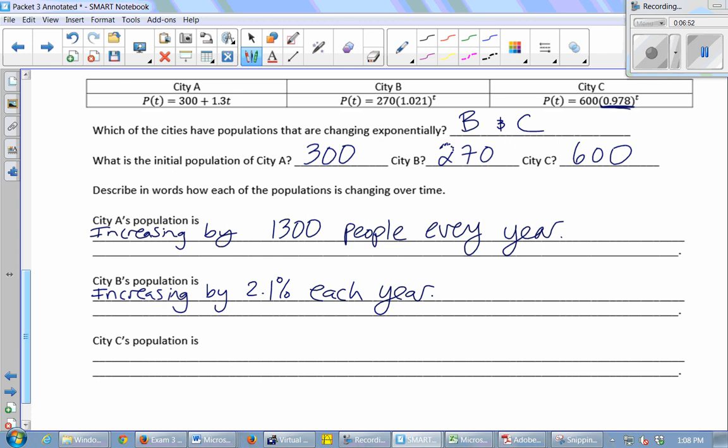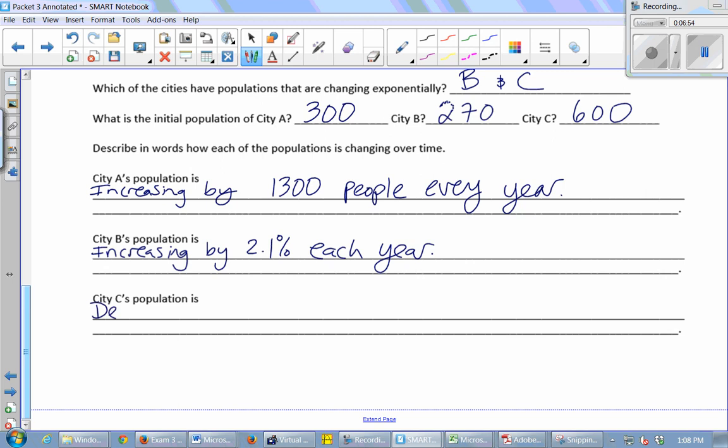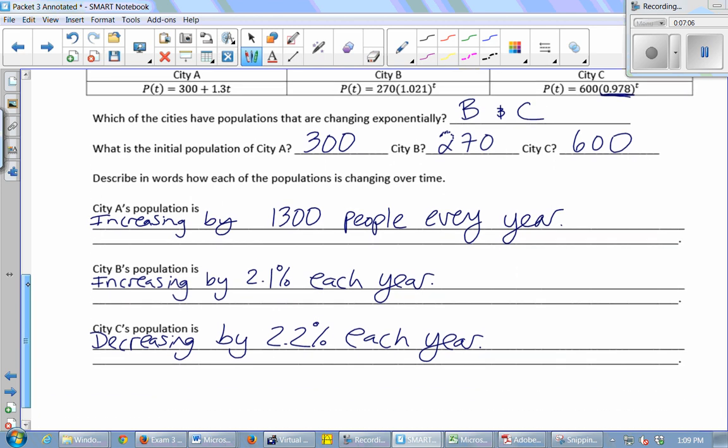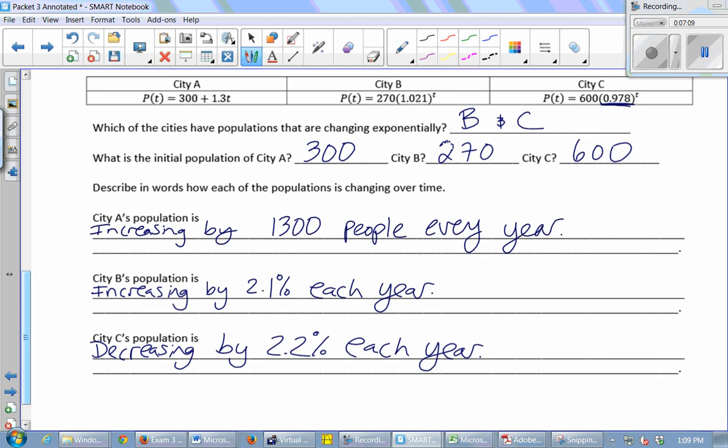So city C's population is decreasing by 2.2% each year. So be careful not to write decreasing and a negative sign. It's like using a double negative when you're speaking. If you write the word decreasing, you leave off the negative sign. If you wanted to use a negative sign, you would say changing by negative 2.2% each year. Any questions there?